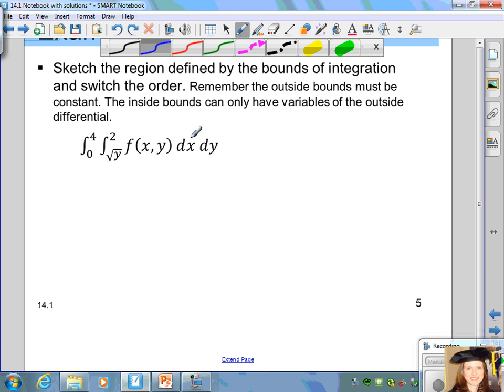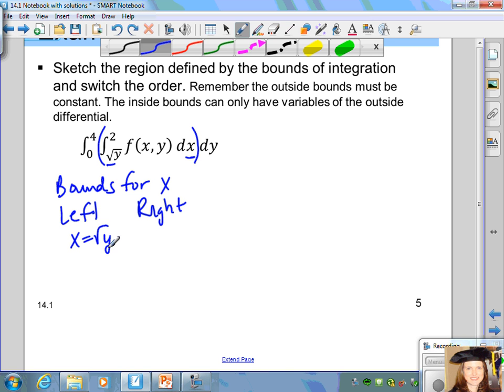Okay, if we look at the bounds for the inside integral, we get the bounds for x. When you're looking at bounds for x, we're looking at the left side of the region to the right side of the region. So your left x is your lower bound, x is equal to the square root of y. Your right x is the upper bound, x is equal to 2.